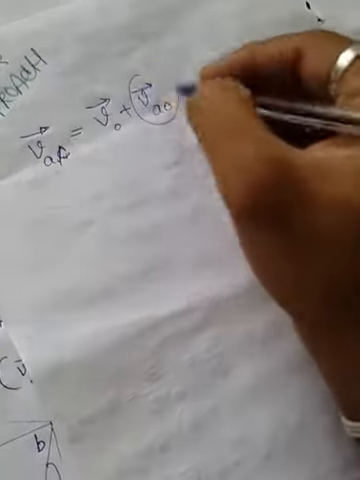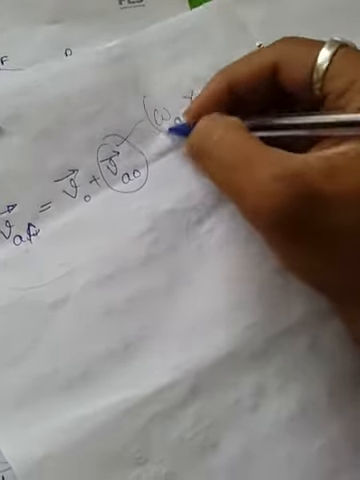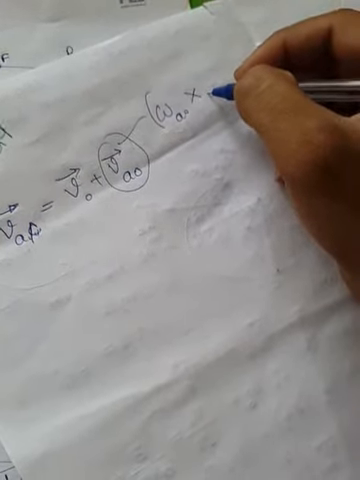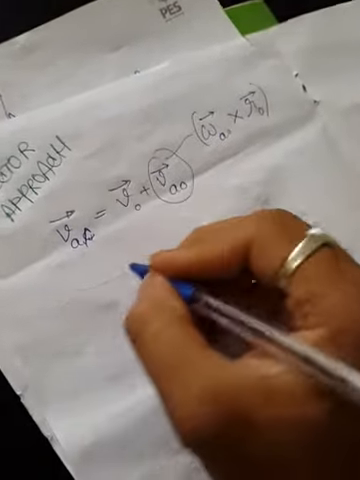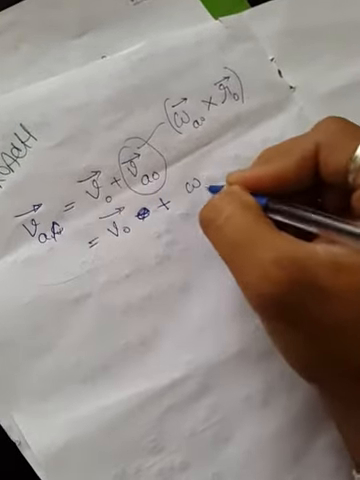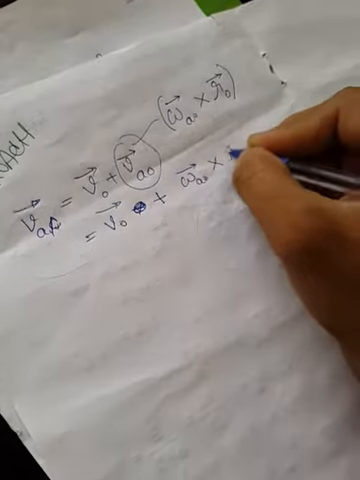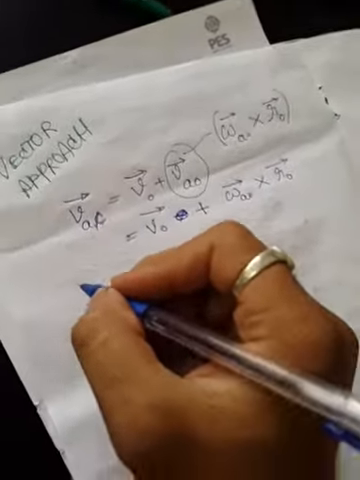Recall from the rotations chapter that this term is omega_AO cross product with the radius vector, or in our case it is the R_O vector. Omega vector crossed with R_O, that becomes vector V_O plus omega_AO crossed with R_O, right?